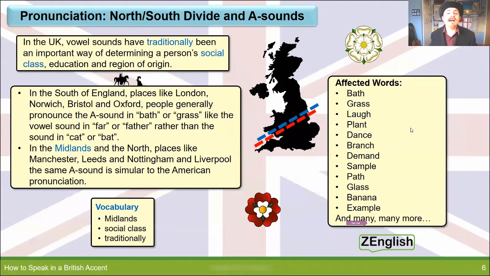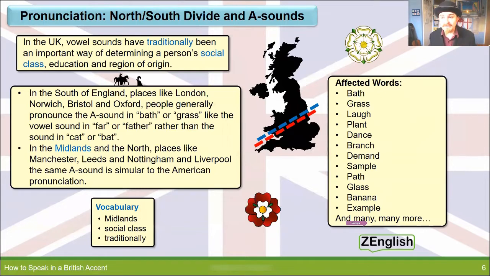We'll go to another really important pronunciation difference, which is A sounds. And we'll be talking a little bit about the north-south divide here. So in the UK, vowel sounds have traditionally been an important way of determining a person's social class, their education, and their region of origin.